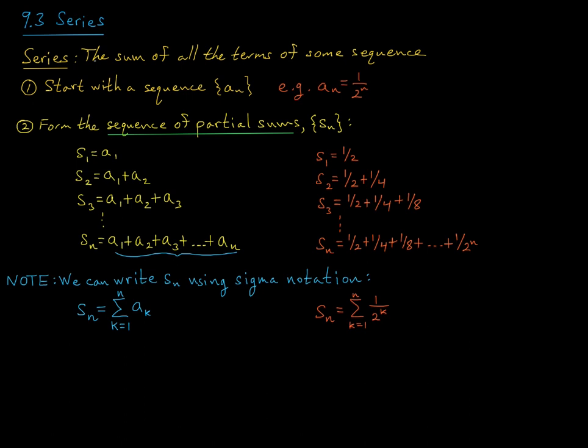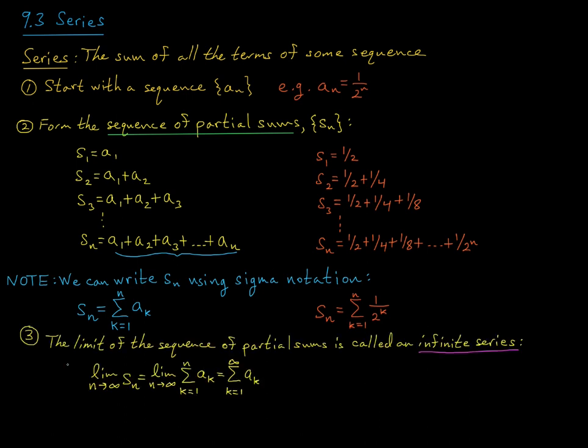Now for the series, we want to add up all of the terms of this sequence a sub n, and s sub n is really just the sum of the first n terms. So the idea now is to take the limit as we let the number of terms approach infinity. We'll say that the limit of the sequence of partial sums is called an infinite series. And by taking the limit of s sub n as n approaches infinity, first off, just note that in this expression in the middle, I've replaced s sub n with its expression in terms of sigma notation.